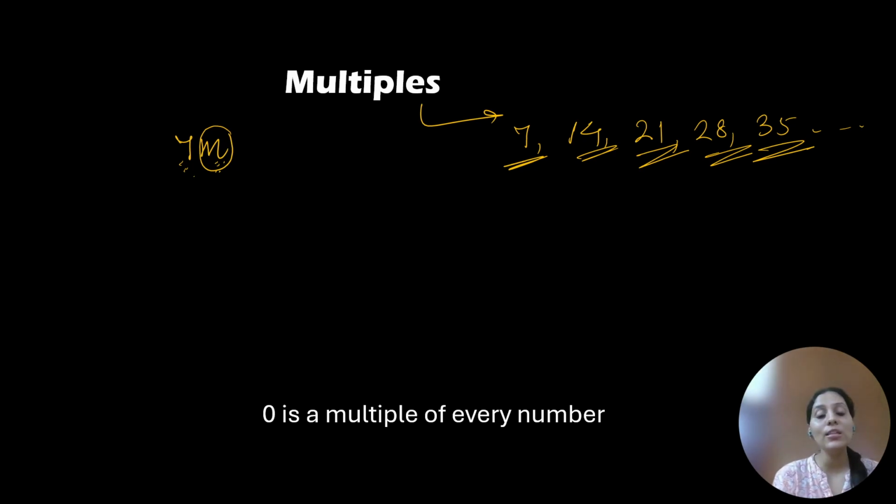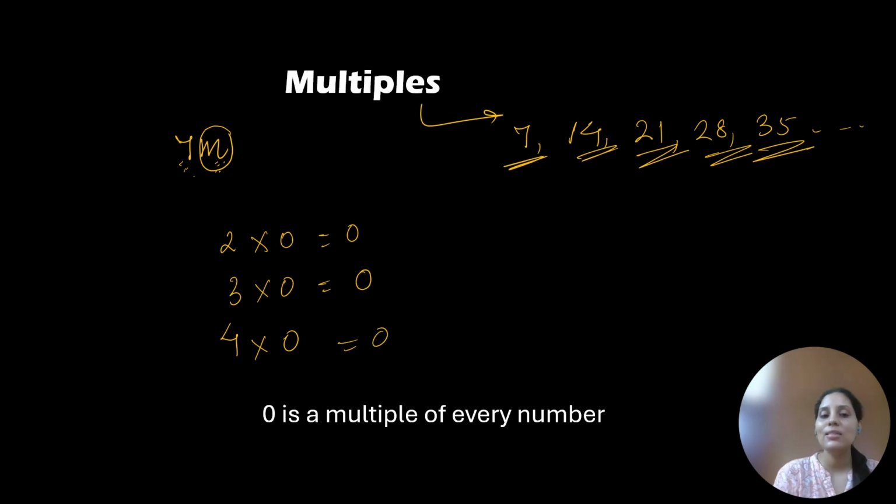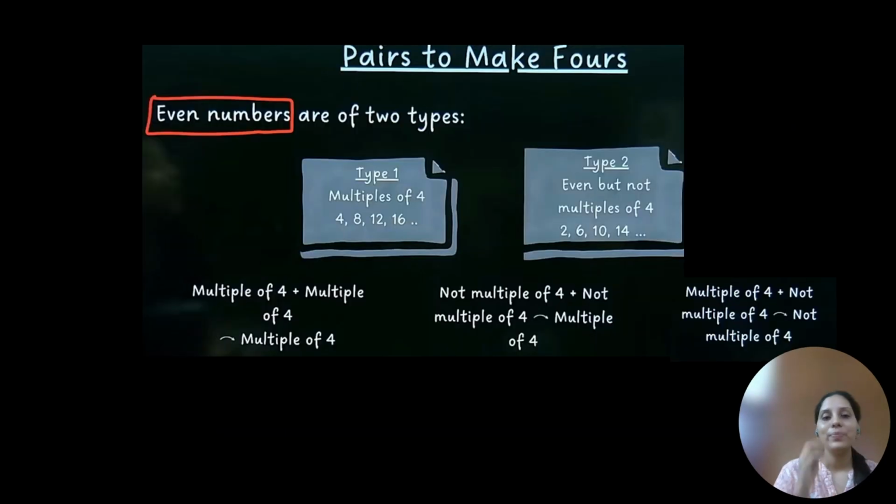Also, it is given that 0 is a multiple of every number. Yes, it is. Look, 2 into 0, 0. 3 into 0, 0. 4 into 0, 0. So 0 is a multiple of every number.